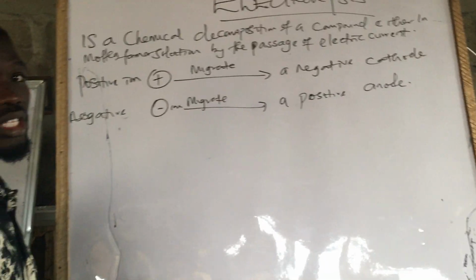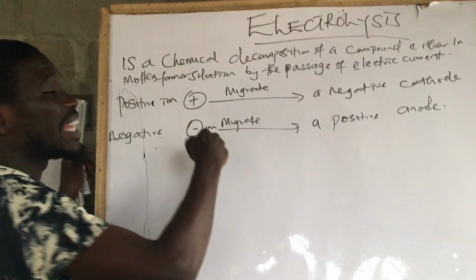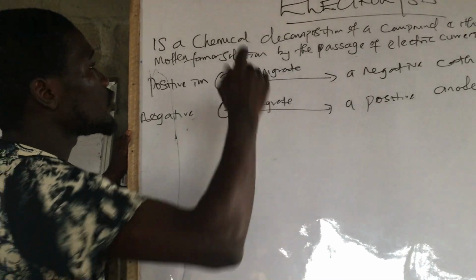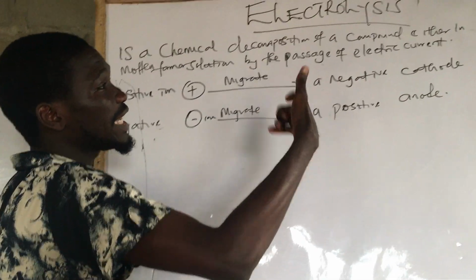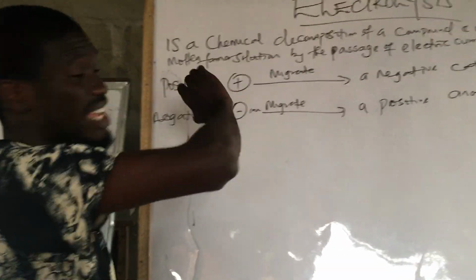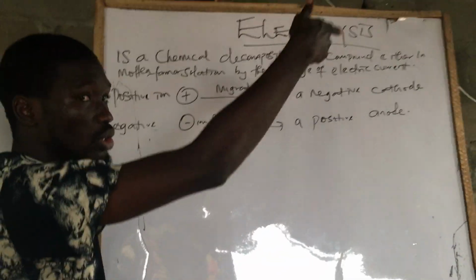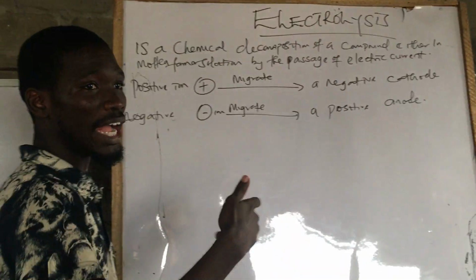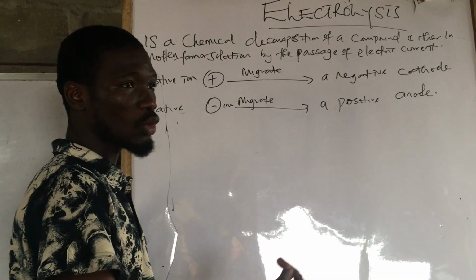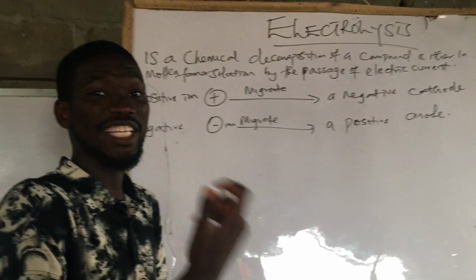In our domestic homes we have sockets, with two wires, one black and one red. We can denote that as a positive ion and a negative ion, because we are talking about the decomposition of a compound either in molten form or solution by the passage of electric current. So a positive ion migrates to a negative cathode. If we are given our electrodes, we have two carbon rods, the anode and the cathode. The terms used in electrolysis will explain more.